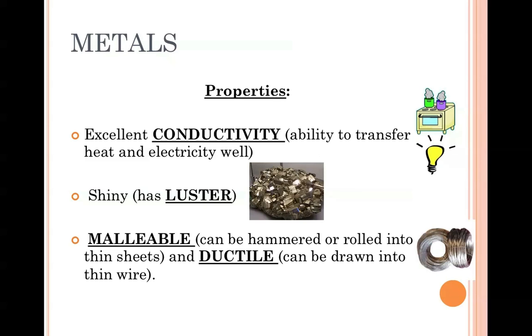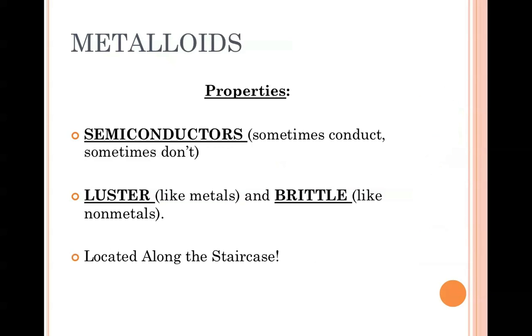So some properties of metals that you need to know. They're excellent conductors, not just of electricity, but also heat. They have luster, which means that they're shiny. They're also malleable and ductile. These are two important vocabulary terms that you need to know. Malleable meaning that they can be hammered or rolled into a thin sheet, and ductile meaning that they can be drawn into a thin wire. And those properties allow us to use metals for a variety of purposes.